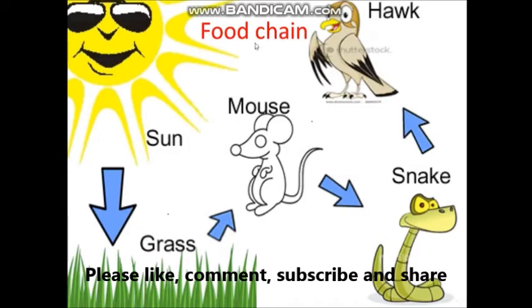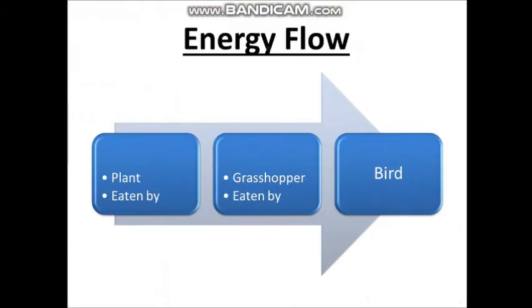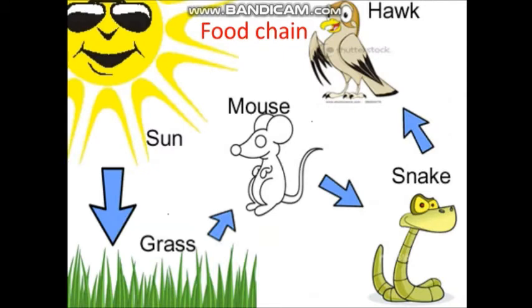Now there's the food chain. What is a food chain? A food chain is actually the same as energy flow. So there is the sun. The energy from the sun is going to the grass, and the grass is eaten by the mouse. So now the energy from the sun is in the mouse. The mouse was eaten by a snake, and now the energy is transferred to the snake. The snake is eaten by the hawk, and now the energy that was ultimately coming from the sun is now in the hawk.